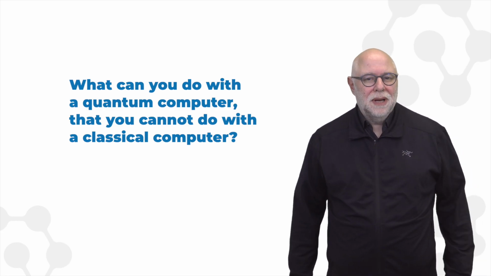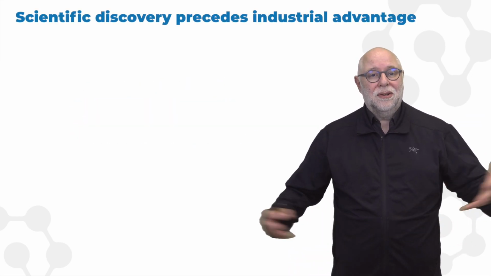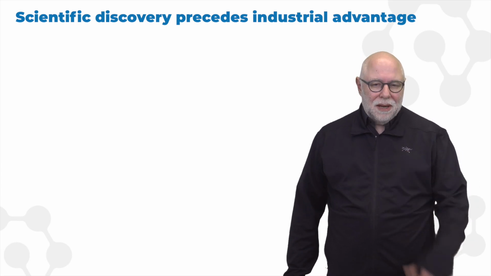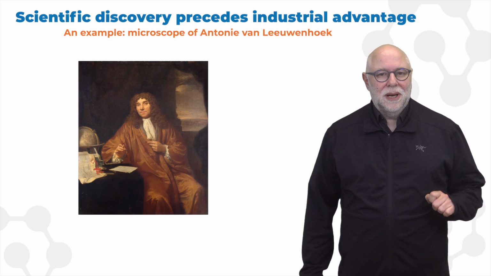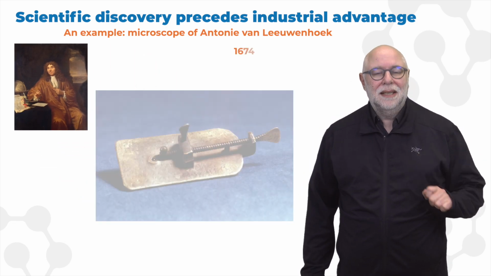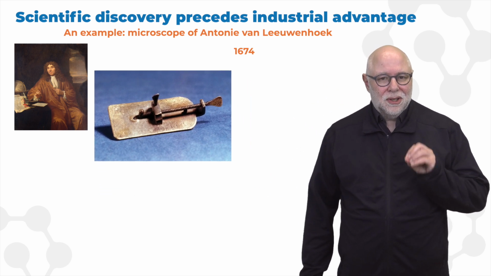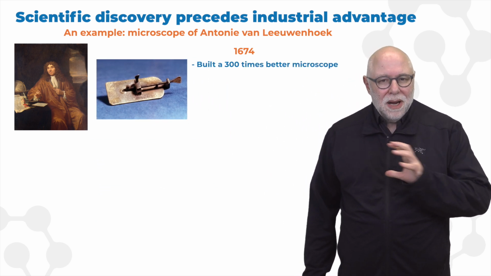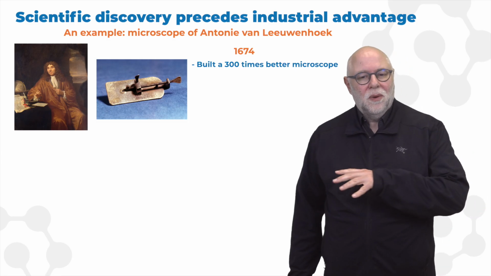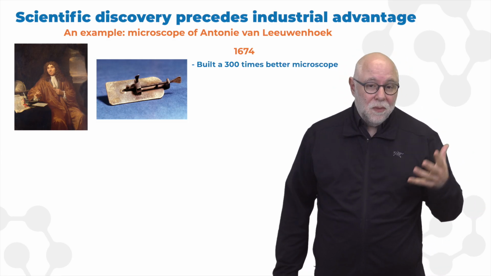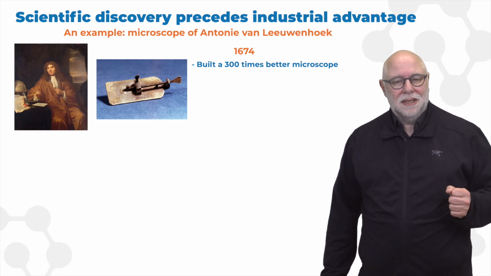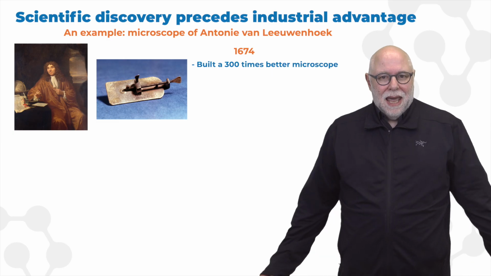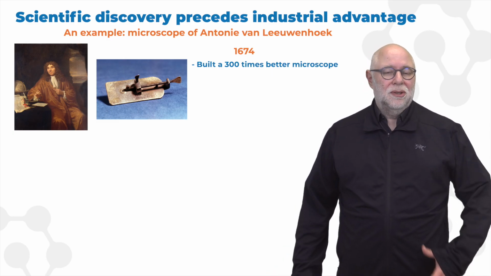But before I delve into that, I want to start with a story of scientific discovery and an industrial advantage that comes after. And the example I want to start out with is the example of Antonie van Leeuwenhoek, a fellow Dutchman who in the 17th century, in 1674 to be precise, constructed a microscope that was much better, 300 times better even, than what was around at the time. And by the way, he was not a scientist, he was a merchant in cloths, and he built this device for his own pleasure.